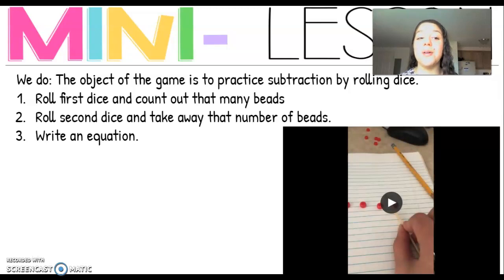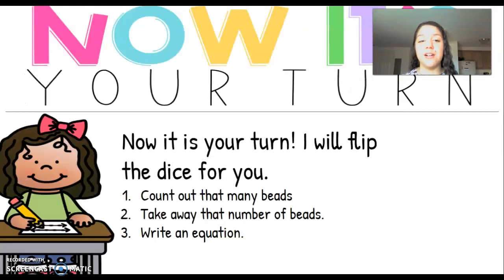Alright, so I hope that you went along with me to do that problem together, because now it's your turn to try all by yourself. Now that it's your turn, I'm going to flip the dice for you and show you pictures of the dice. Remember, first you count out that many beads on the first dice. Then on the second dice, you take the beads away. And then finally, you write your equation.